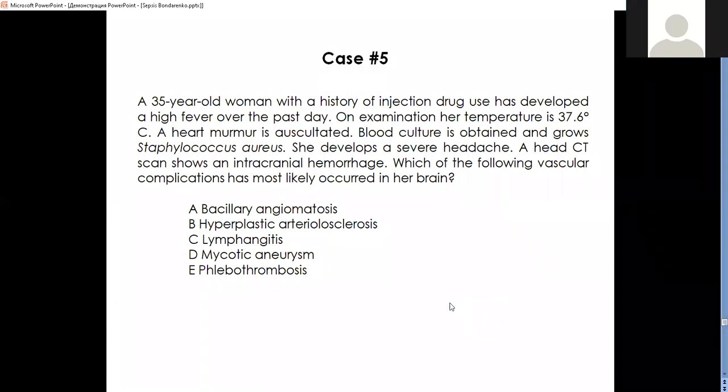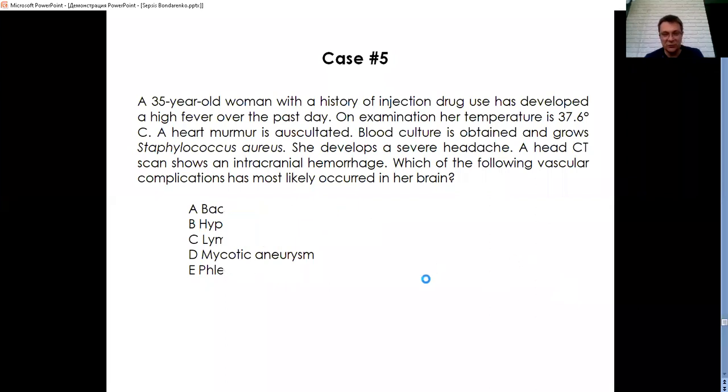So just write that in our chart. C, meningitis. So who's that? Priyadasani. D, mycotic aneurysm. B, hyperplastic arteriosclerosis. Again, B, hyperplastic arteriosclerosis. Okay, I told you about that.